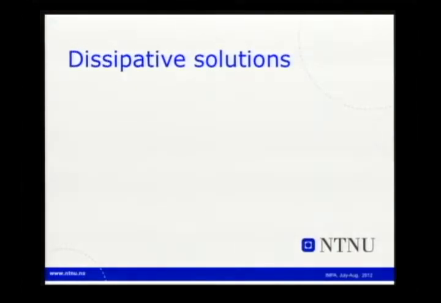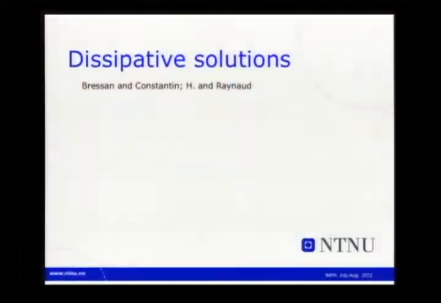So let's look at the dissipative solutions. They are much harder mathematically, because in the conservative case you just want to keep everything that's there. It drops away for a short time, but it comes back if you're just careful. But with the dissipative, it's going to disappear. So again, this was done independently of Bressan and Constantin, and work with Xavier Raynaud.